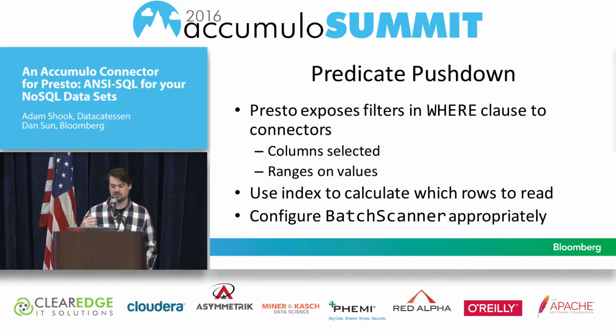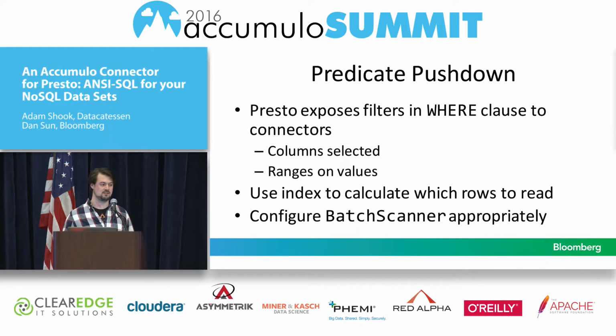So that brings us to actual predicate pushdown. Presto exposes filters in these where clauses of a query, which we'll see soon as an example. And it tells you which columns you're actually choosing. So if you have a table with hundreds of columns and you're only selecting 3 of them, it'll tell you you only want these 3 columns. So that's one thing Presto will tell you.